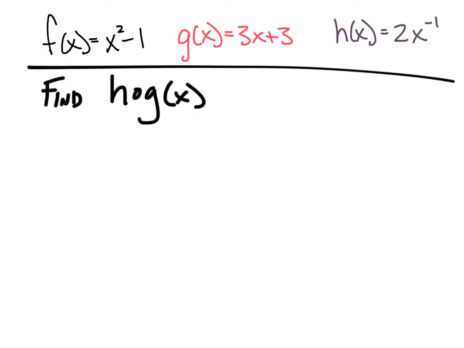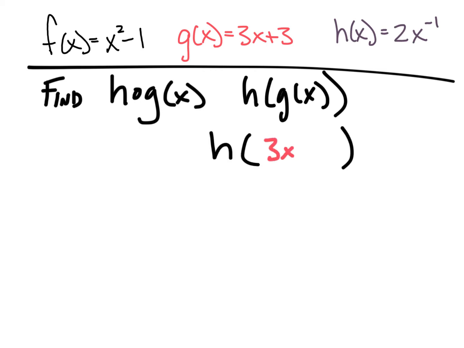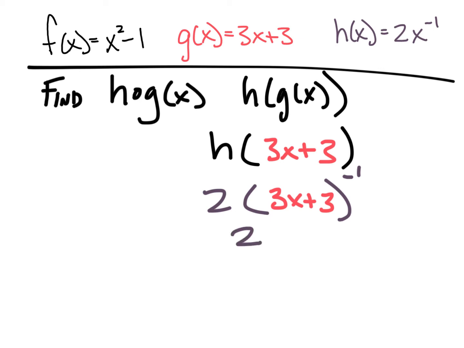Yet again, here's just a different representation. It looks like hog, but it's h of g of x. I've been using a lot of g of x here today. I don't know why. H of 3x plus 3. All right, so now I'm going to write out my function h, and then replace the x with parentheses to the negative 1, so 3x plus 3. Now, anything to the negative 1 just needs to be sent to the denominator. So we have 2 over 3x plus 3.